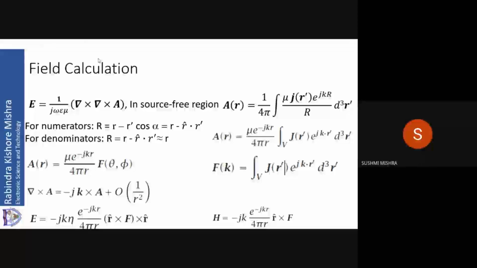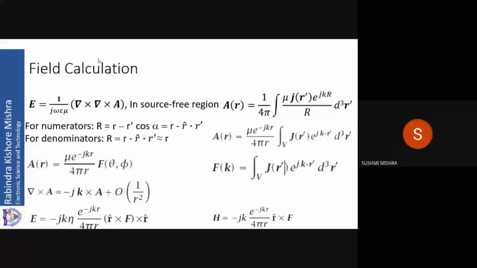Once we find out E, then we can find out H easily. So H is equal to minus jk exponential minus jkr upon 4 pi r into r cap cross F. What we are doing here is, instead of curl A, we are writing minus jk cross. And thus, using that, we get these values.